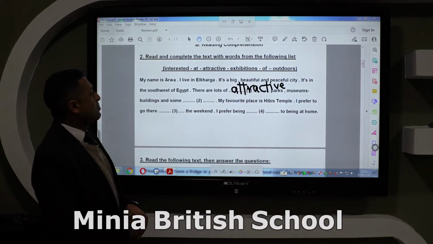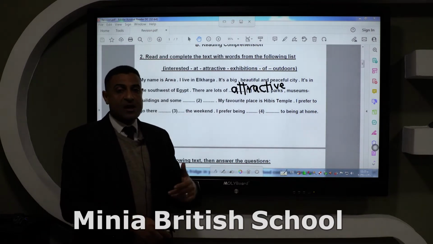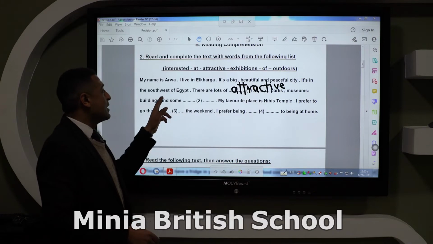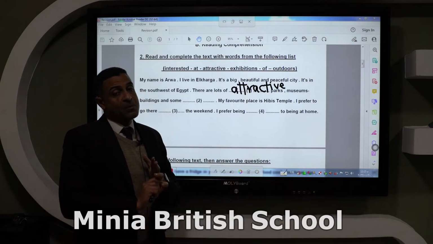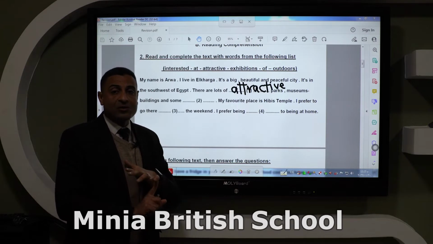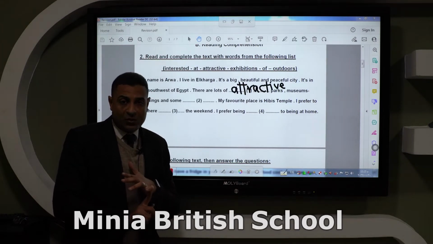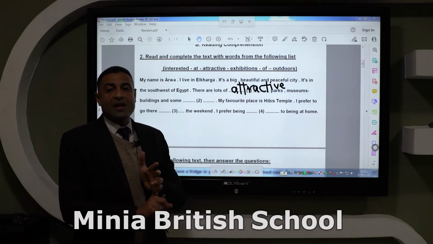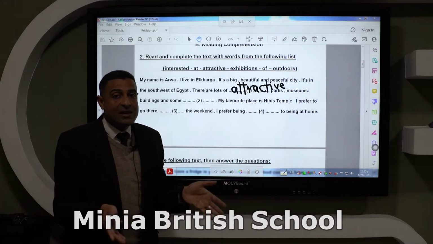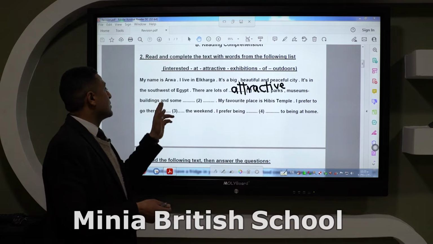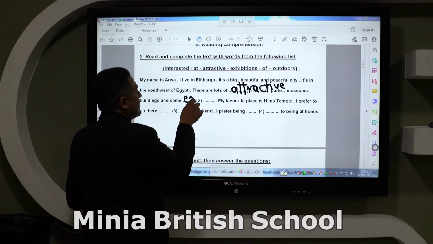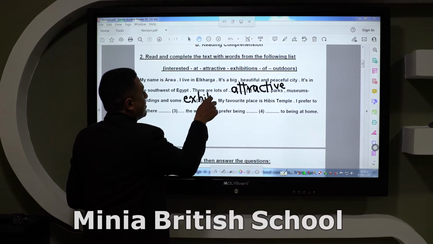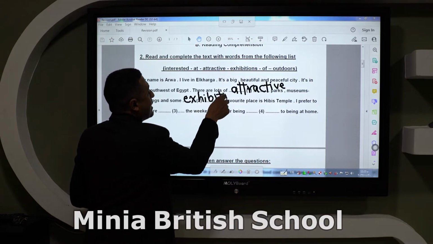And some. So which word can go with some? You know that if we have a word after the word some, we can have some words that are countable and will be in their plural form, and some words that are uncountable and will be in their main form. So here are some exhibitions. Some exhibitions.